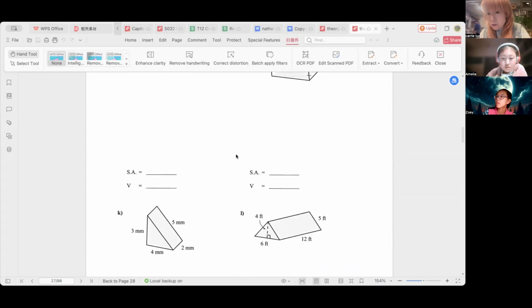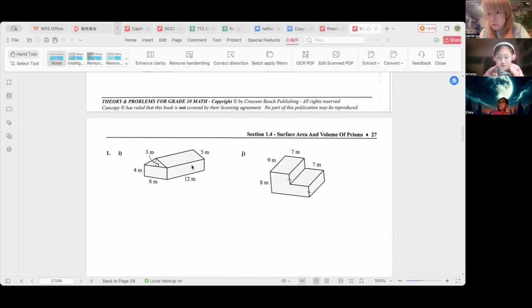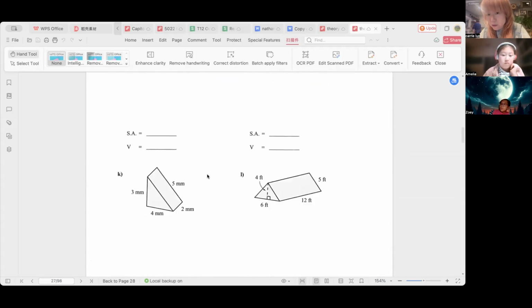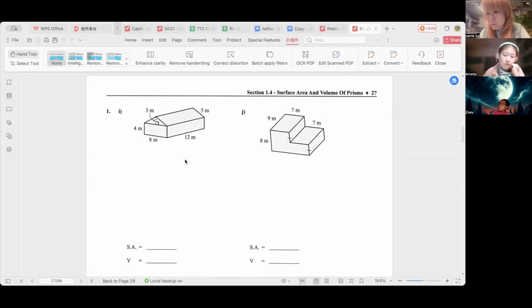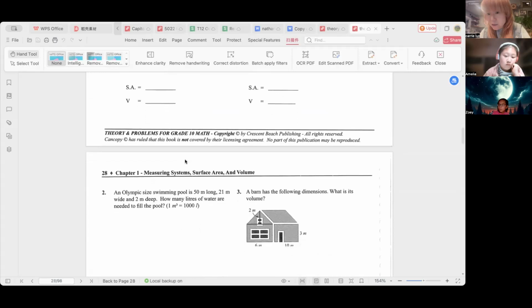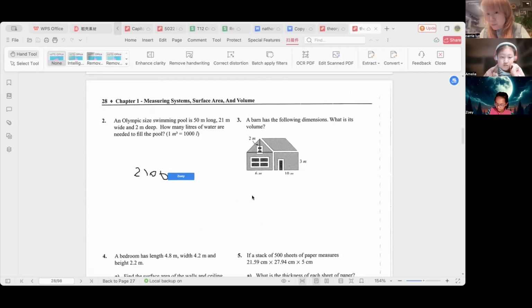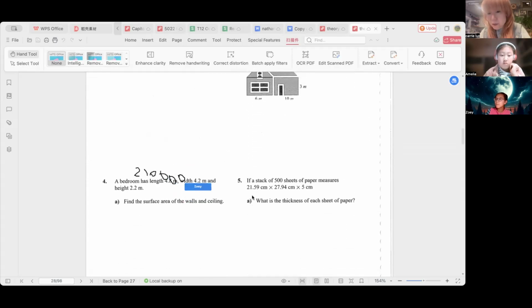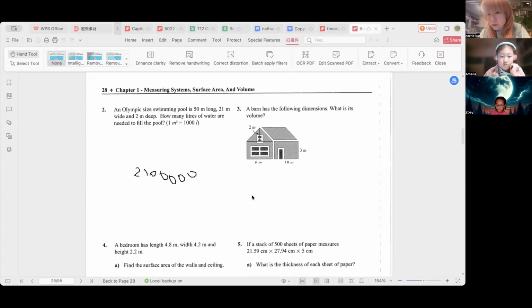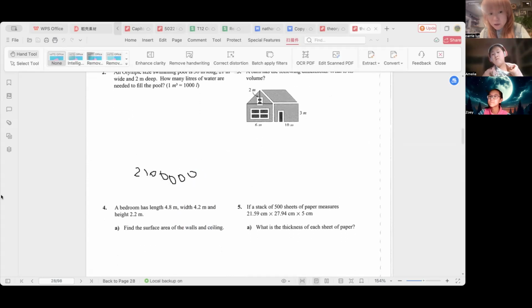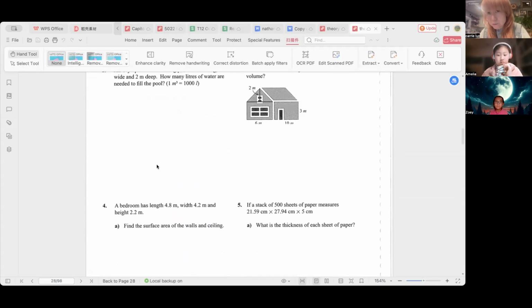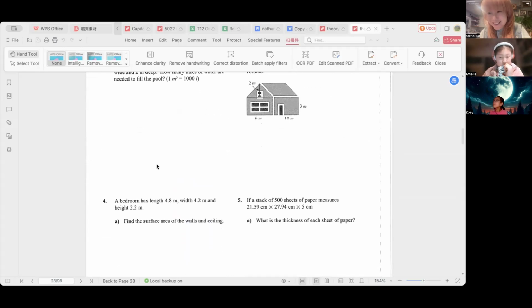Why are we calculating the surface area of this one? It's like, in order to paint this whole house, does it look like a house? Right, Zoe? If you want to paint the outside surface of this one, it's exactly the thing we're learning, right? You can calculate the volume of this barn and you can calculate the surface area. I just got stuck.